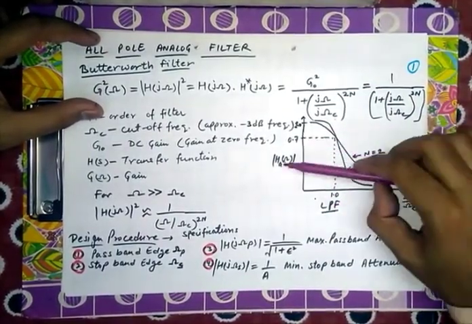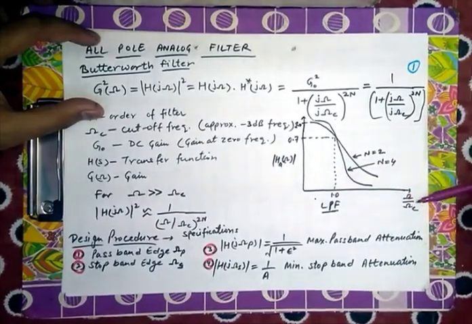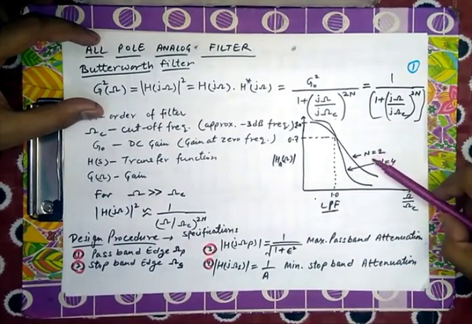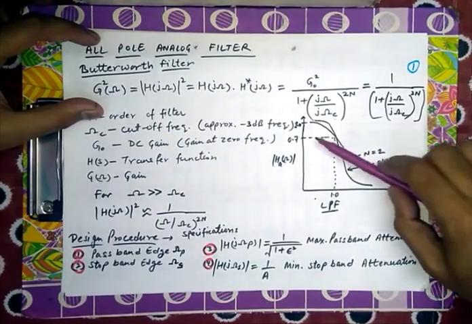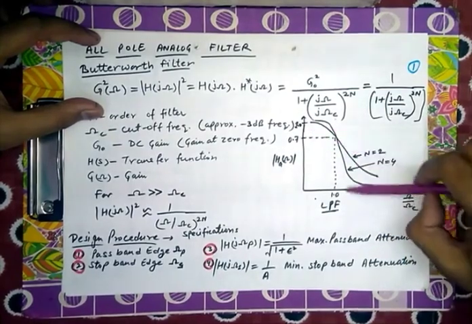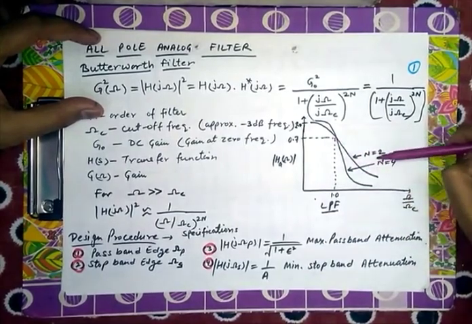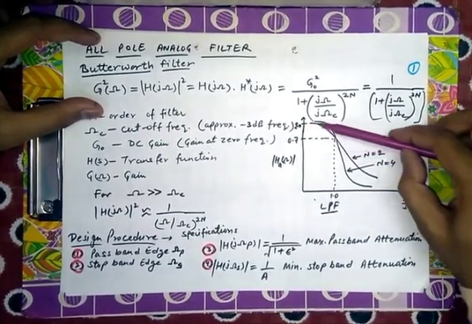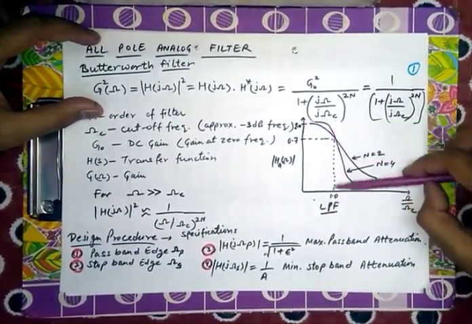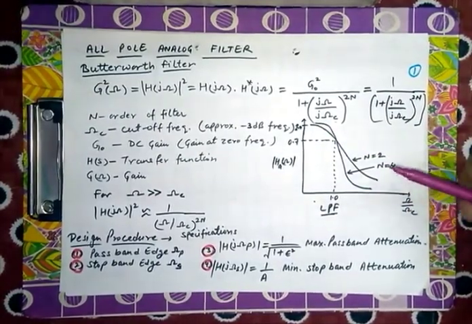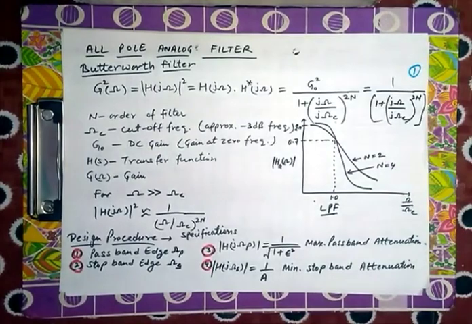Suppose this is the magnitude and this is the normalized frequency, Ω upon Ωc. As you can see, the higher the filter order, the more precise the truncation will be at the boundary. N equal to 2, N equal to 4, further orders will move here, the next order will move here, and so on. So the better the truncation, the better the transition if the order is increased.